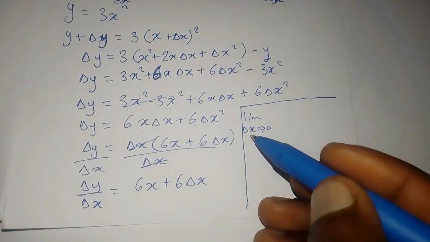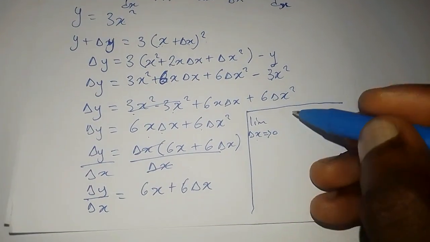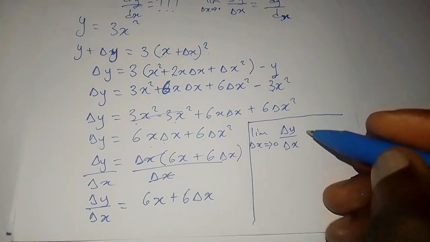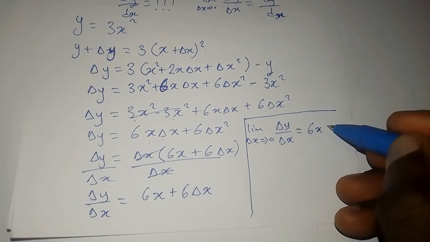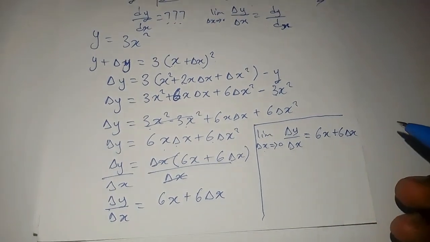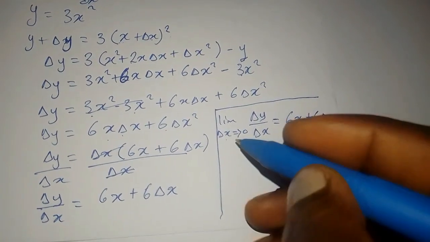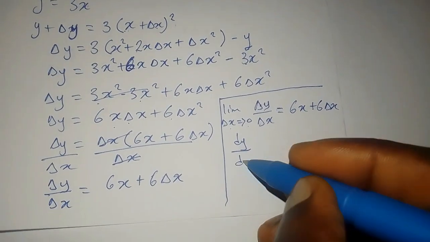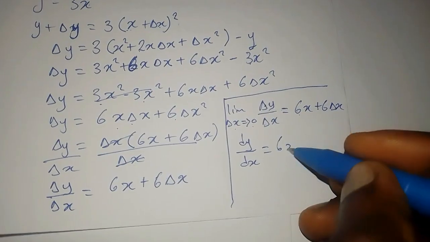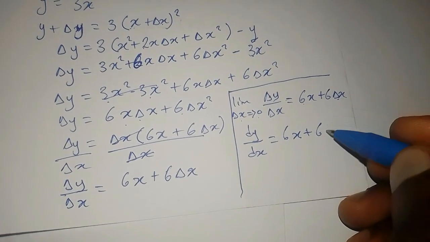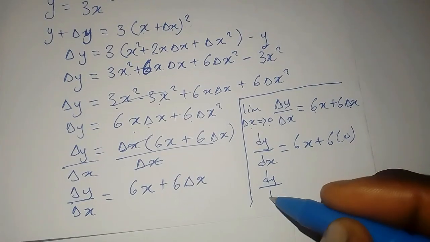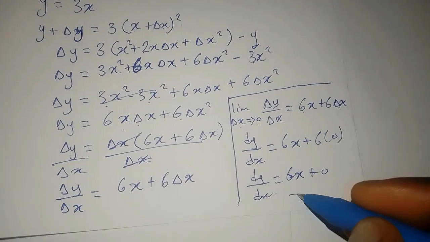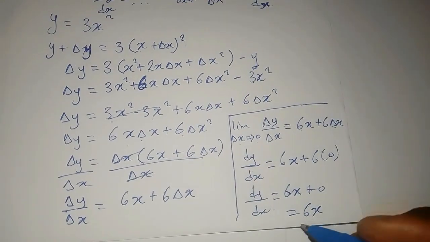So what will I be left with? Anywhere I see delta x, I put 0 there, and I've told you that whenever I'm taking the limit of delta y over delta x, it changes to dy dx. So dy dx is equal to 6x plus 6 times, delta x taken to be 0, in brackets 0. So dy dx is then equal to 6x plus 0. That means dy dx is equal to 6x.